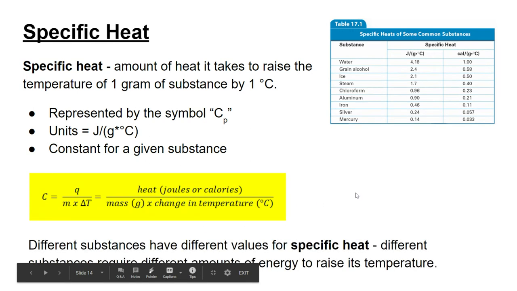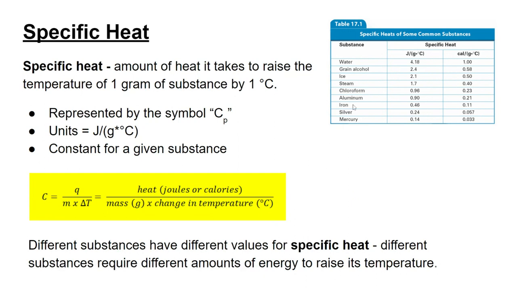So different substances have different values of specific heat. If you can see here, water has a very high specific heat, 4.18 joules per gram degree Celsius, and mercury, the liquid metal, has 0.14, very low specific heat as compared to water. Why is that so? Because different substances require different amounts of heat to raise the temperature by 1 degree Celsius for 1 gram. That means water requires more heat to raise the temperature of 1 gram by 1 degree Celsius.